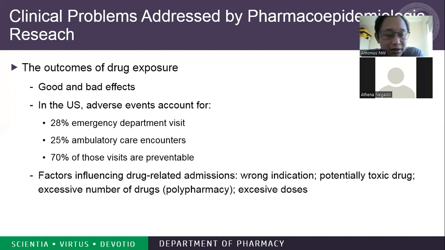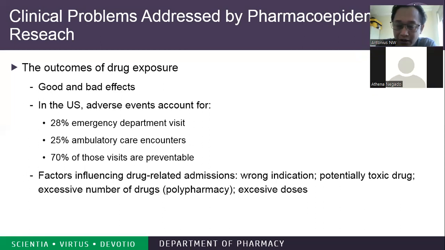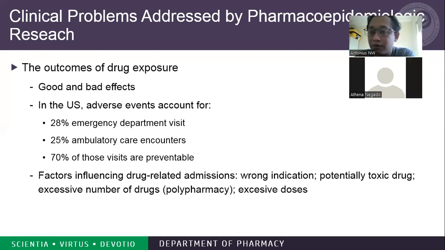Yes. The other factors influencing drug related admissions are the wrong indication, potentially toxic drugs, an excessive number of drugs, and also excessive dose.